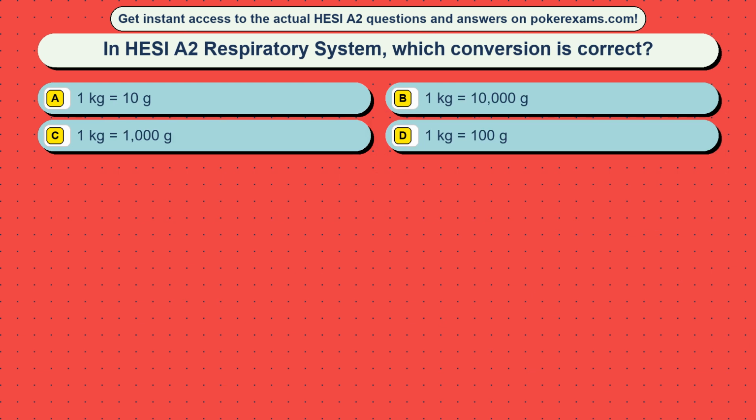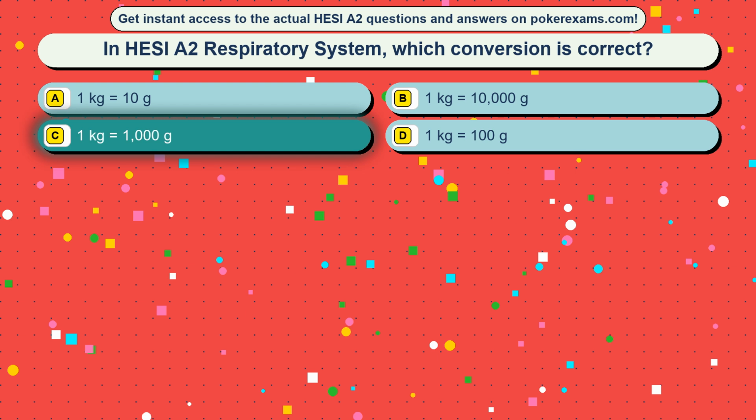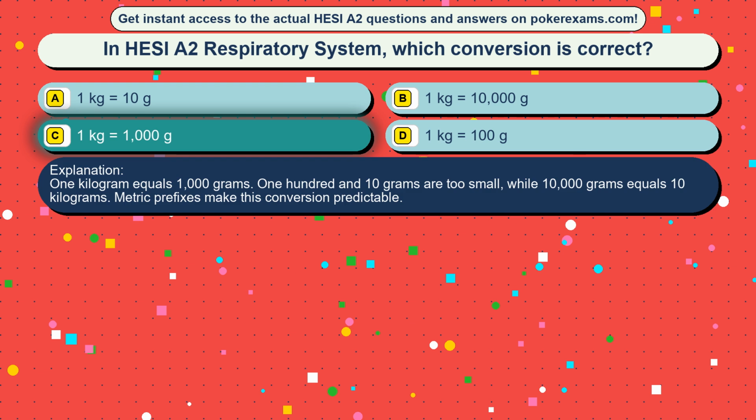Question 43. In HESI A2 respiratory system, which conversion is correct? Option A, 1 kg equals 10 g. Option B, 1 kg equals 10,000 g. Option C, 1 kg equals 1,000 g. Option D, 1 kg equals 100 g. The correct answer is option C, 1 kg equals 1,000 g. 1 kg equals 1,000 grams. 100 grams is too small, while 10,000 grams equals 10 kilograms. Metric prefixes make this conversion predictable.